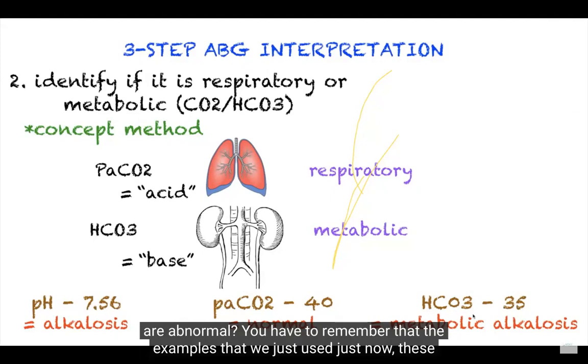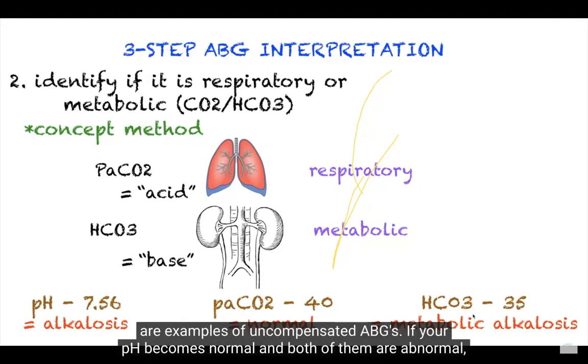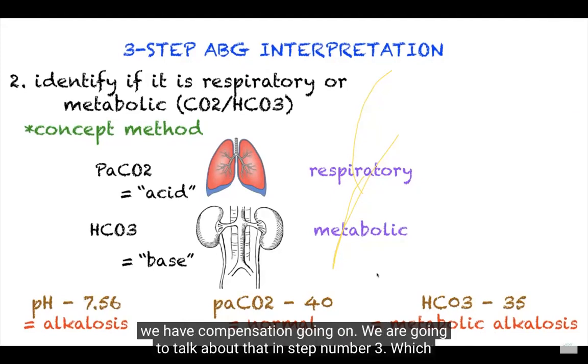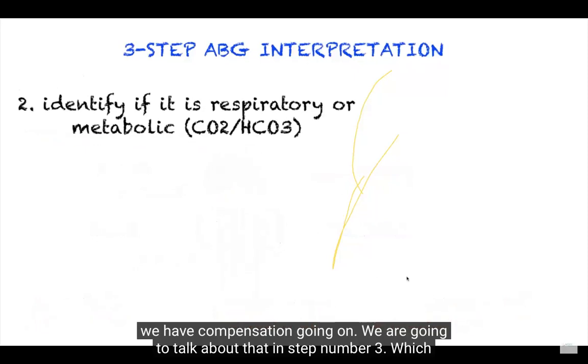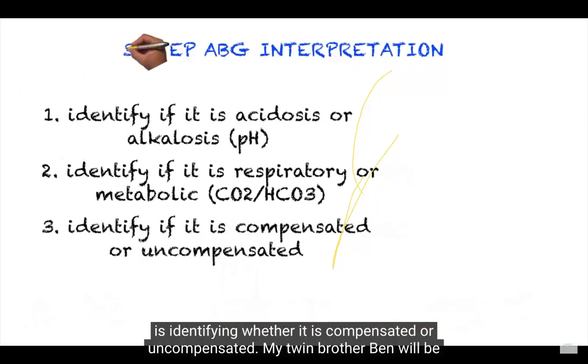You have to remember that the examples that we just used are examples of uncompensated ABGs. If your pH becomes normal and both of them are abnormal, we have compensation going on. We're going to talk about that in step number 3, which is identifying whether it is compensated or uncompensated.